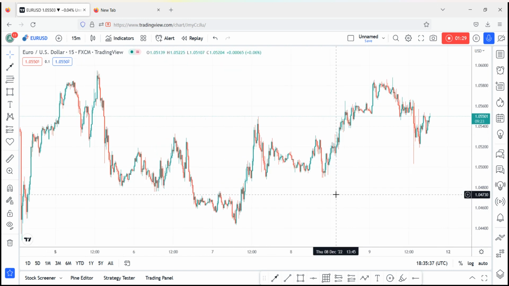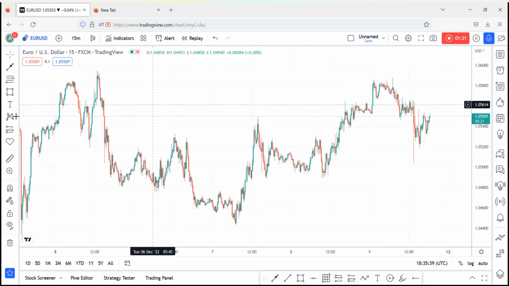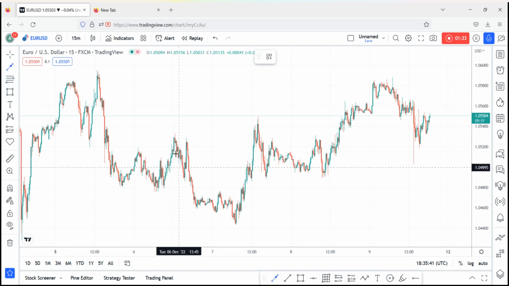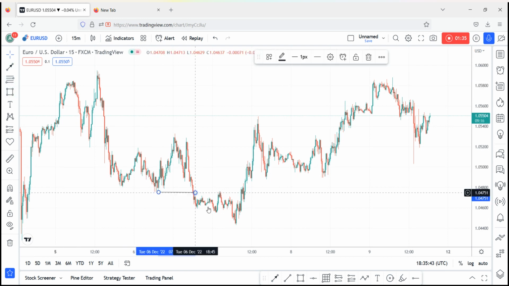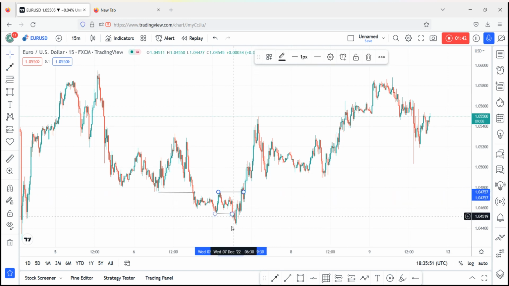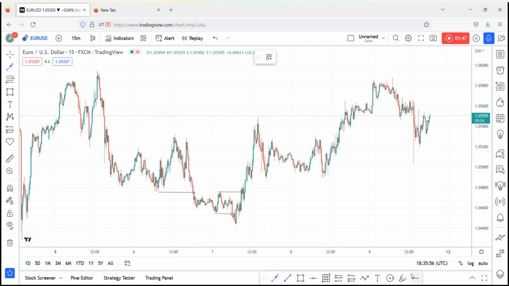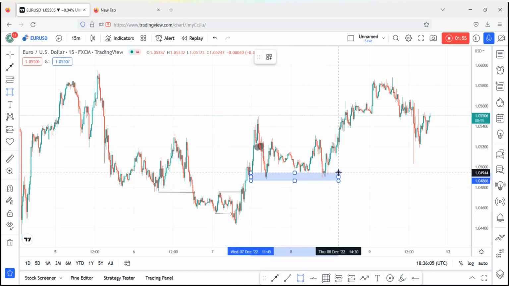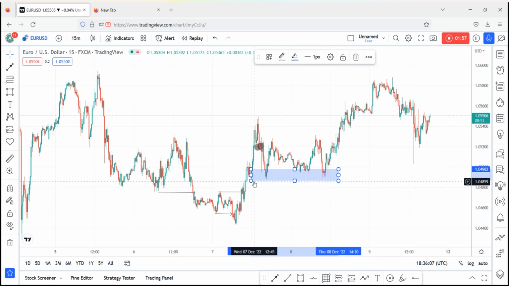Here the market was in a bearish trend. It made a break of structure from here, another break of structure from here, and then from here it made a change of character and went to the upside, and this was the liquidity. Let me mark this, sorry. So this was the liquidity, and this was the order block where the market can go upside, and the market did the same. I took a trade on this level.